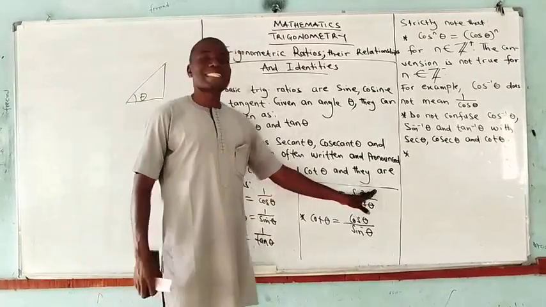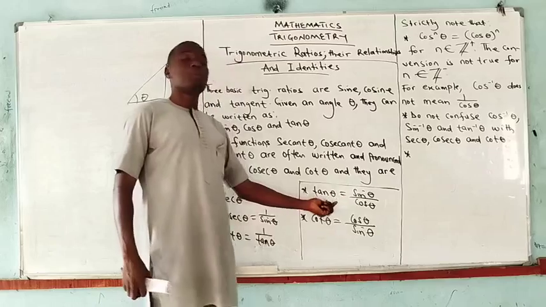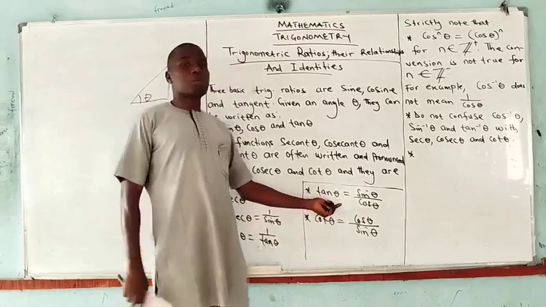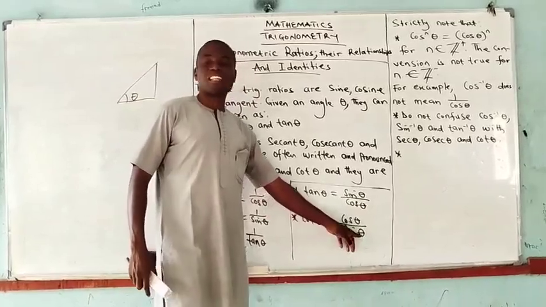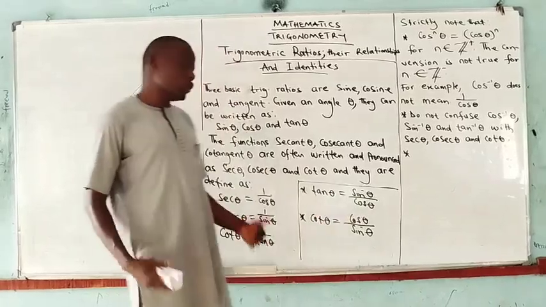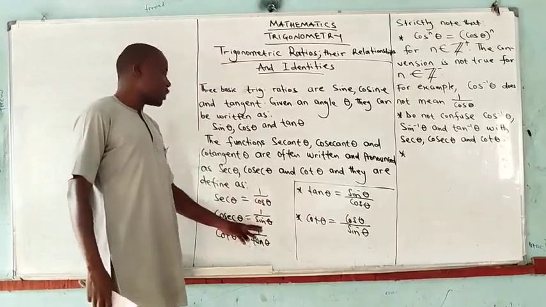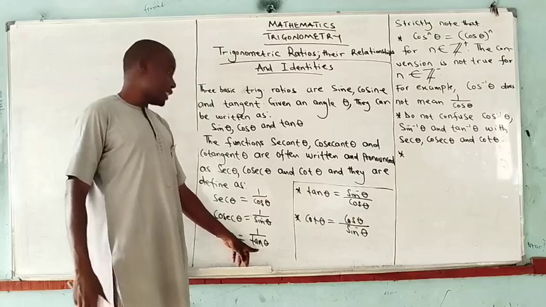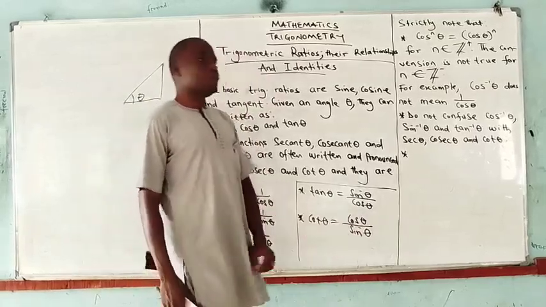Again, if you divide sine by cos of any angle, it will give you the tan of that particular angle. And if you divide the cos by sine of any angle, it will give you the cot of that angle. So what we derive here, we can see that cot can be written as 1 all over tan theta, or cos theta all over sine theta. We can prove that.